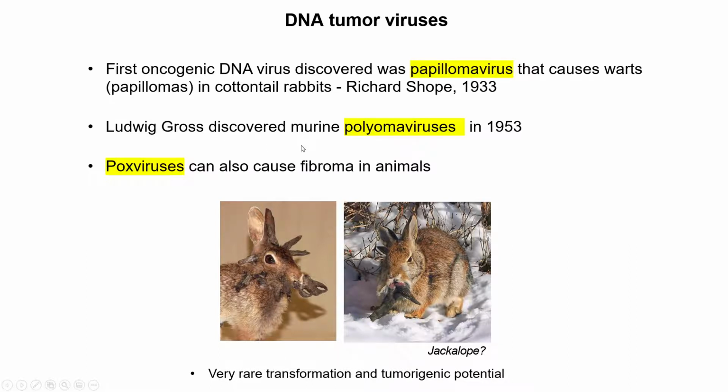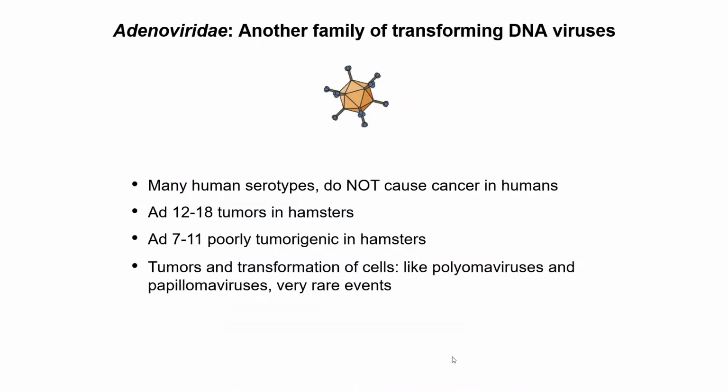And then Ludwig Gross discovered a murine polyomavirus in 1953. And then it was also found that pox viruses can cause fibromas in animals. Very rare, but it can cause. And remember that DNA tumor viruses have very rare transformation and tumorigenic potential. We have seen that the most potent is a retrovirus with an oncogene in it. If it's defective, less. A DNA tumor virus, even less. There are very low chances that a DNA tumor virus will cause a cancer. And we are going to see why.